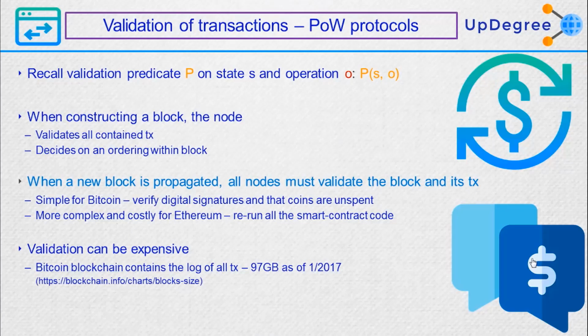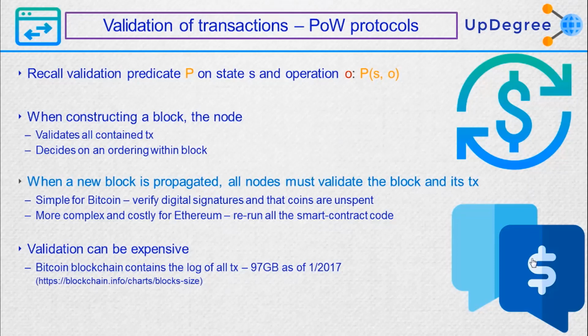So when constructing a block, the node validates all the contained transactions, and it also decides which order to place them within the block. Understand this? Constructing a block means all valid transactions. If the protocol detects an invalid block which is not correct, it cannot be attached to the new block. Very important: when a new block is propagated, all nodes must validate the block and its transactions. For example, Bitcoin has to verify all the digital signatures and make sure that there is no double spending.